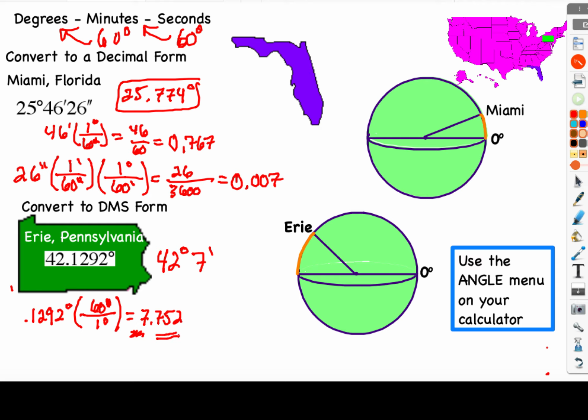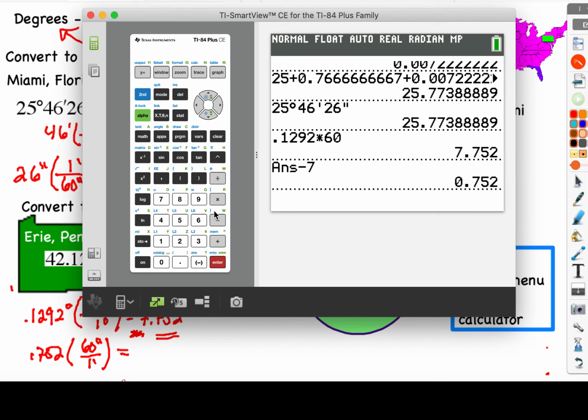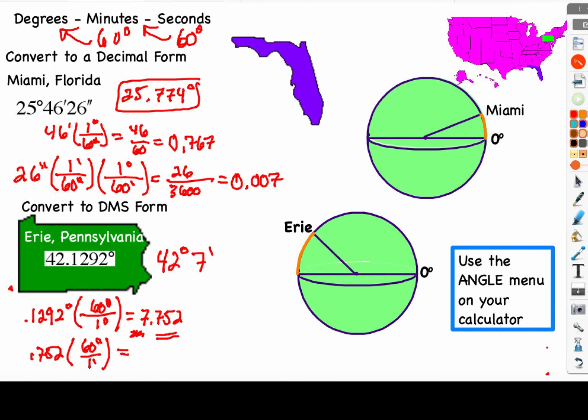And the 0.752 is what I then want to convert into seconds, right? So again, 0.752. What I'm going to do is just go ahead and say minus 7 just to save myself some typing. And I'm going to multiply that number then by 60. And we'll find out that that's 45.12. Now we don't usually go past seconds here. So 45.12 seconds. That'll be the last thing I write here, 45.12 seconds.